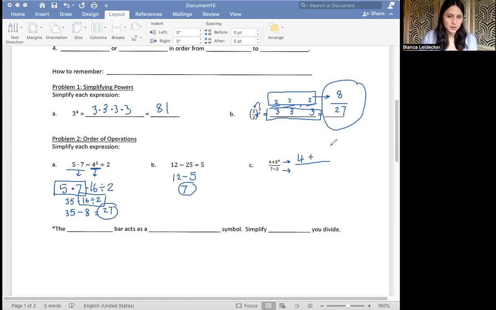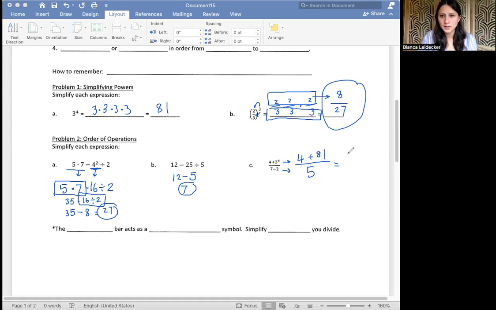3 to the 4th power is 81. We just worked that out earlier over here. And then we have 7 minus 2. You could leave it as 7 minus 2, or you could just work that out because eventually you're going to have to look at these two as their own parts and then divide them anyway. So 7 minus 2 is 5.